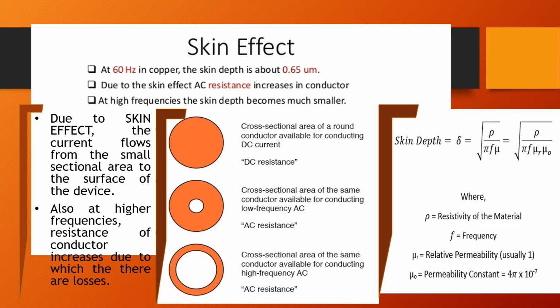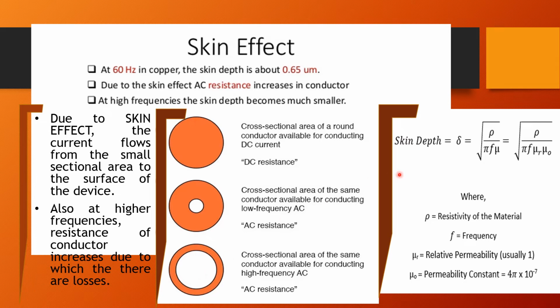So this is about the skin depth. Skin depth is the distribution of the current from the skin towards the center of the wire. This is the cross-sectional area of the wire: when you cut the wire and look at the cut portion, the wire looks like a circle. As the frequency increases, the current at the center becomes nearly zero, and at a much higher frequency the current is confined only to a smaller cross-sectional area, or a smaller surface of the device.